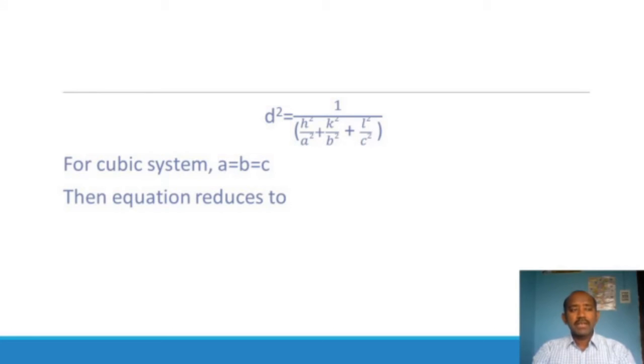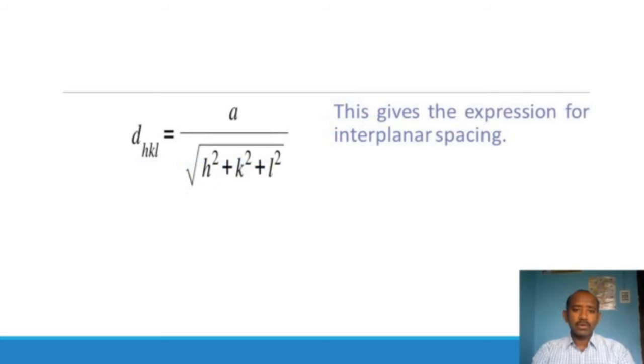Suppose if you take any rectangular system, or a parallelepiped, then the equations remain the same. But we have derived the general expression for a cubic system. For a cubic system, we have to take A is equal to B is equal to C. Then the equation reduces to d is equal to root of A square, it becomes A, and A by root of h square plus k square plus L square, which gives the expression for the interplanar spacing. By using this formula, we can find out the distance between the two planes.